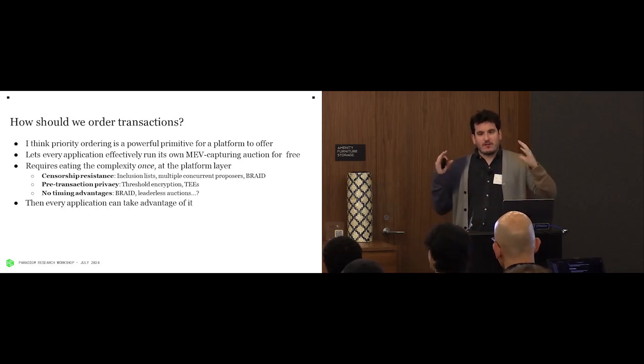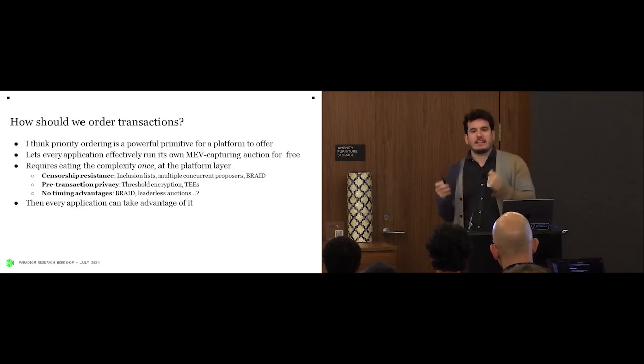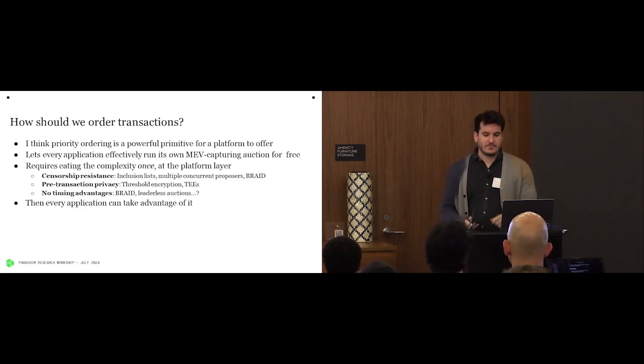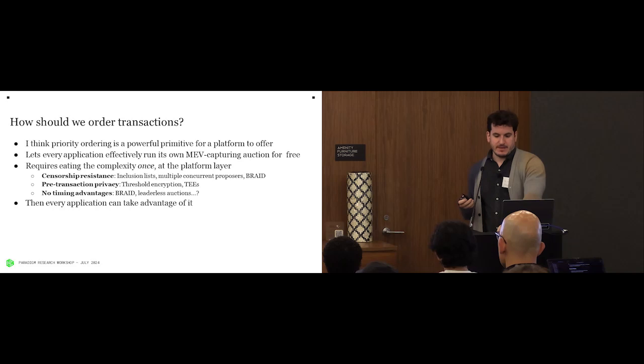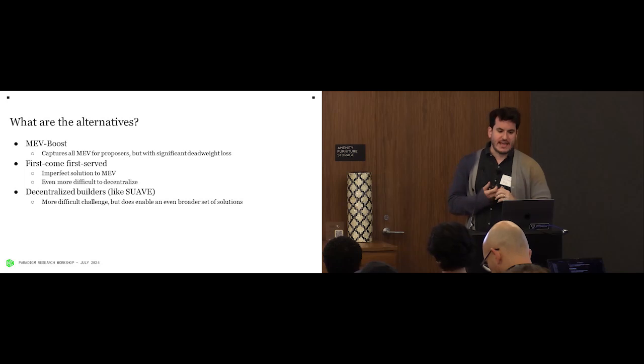The general problem of solving MEV is such a hairball when we try to even think about what that could possibly mean. Whereas designing a platform that guarantees these, okay, we can sit down and get to work on it. And I think that's really appealing to me: let's try to solve these problems at the protocol layer once if we can. So what are the alternatives for how we order transactions?